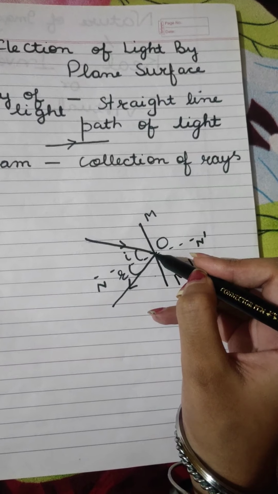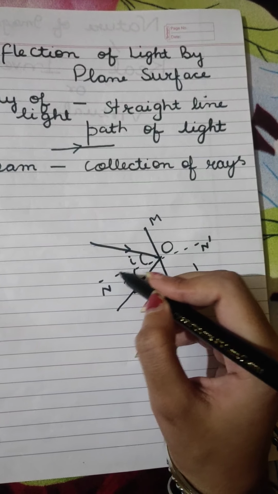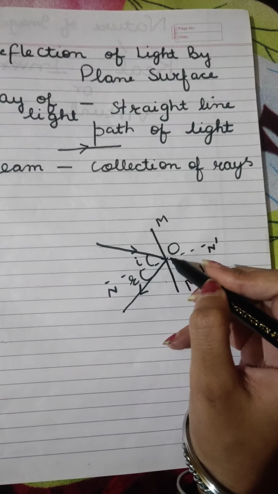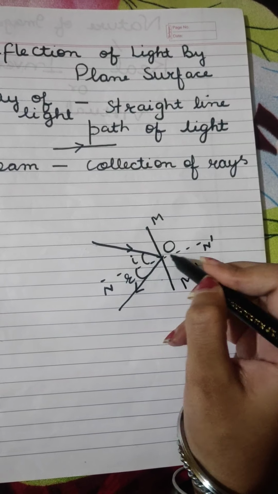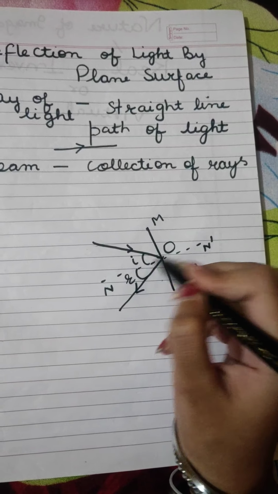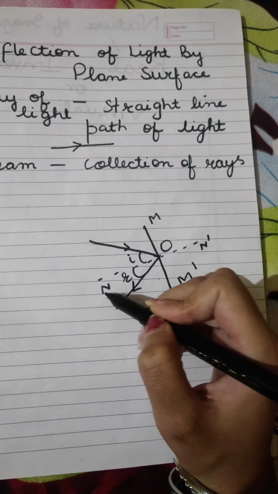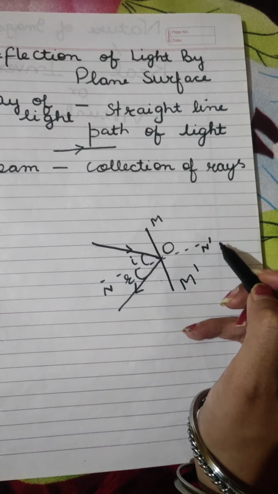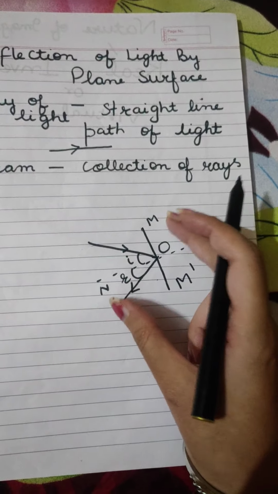Now at this point O, I've drawn a line like this, which is a perpendicular line. I've drawn a line like this, and I've produced it backwards and named it as N dash. Now let's try to name these things.